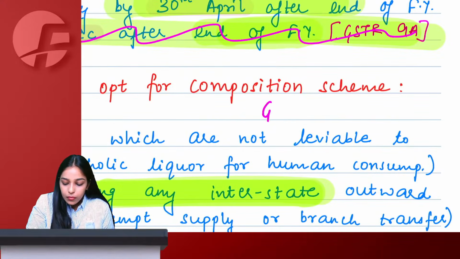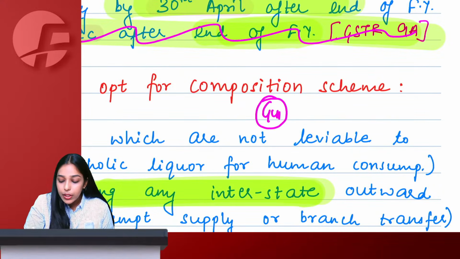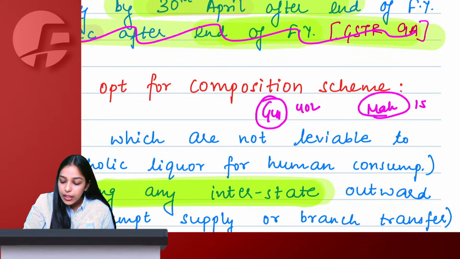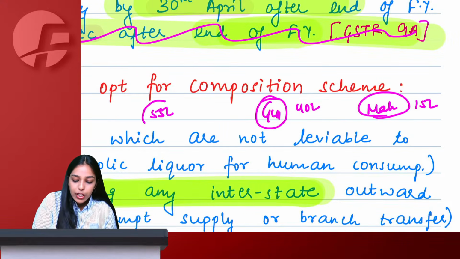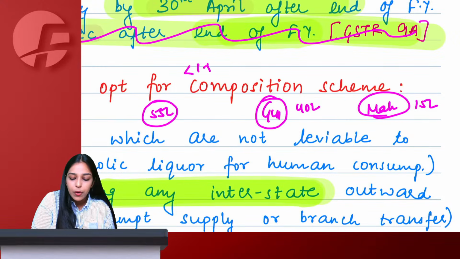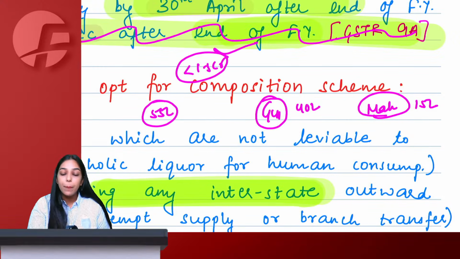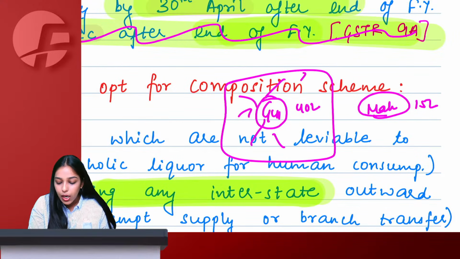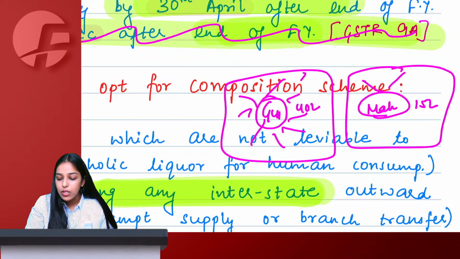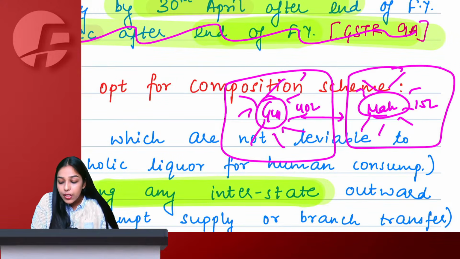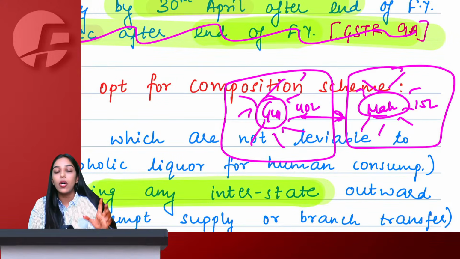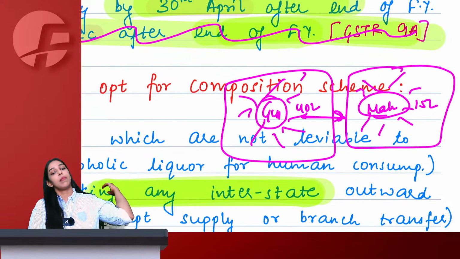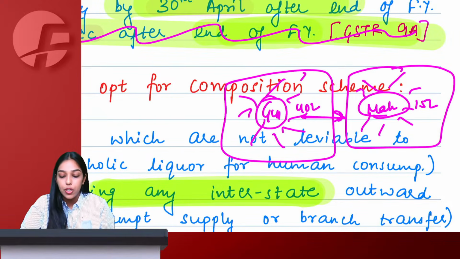let us say, I have one office in Gujarat with a turnover of 40 lakh. I have another office in Maharashtra with a turnover of 15 lakh. So my aggregate turnover is 55 lakh, which is less than 1.5 crore. So I can opt for composition scheme. But in this case, the Gujarat branch has to supply in Gujarat only. The Maharashtra branch has to supply in Maharashtra only. Even branch transfer interstate is not allowed. Not even 1 rupee interstate supply you can make as a composition person.